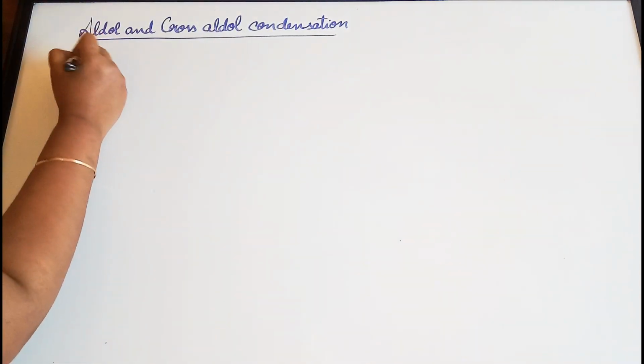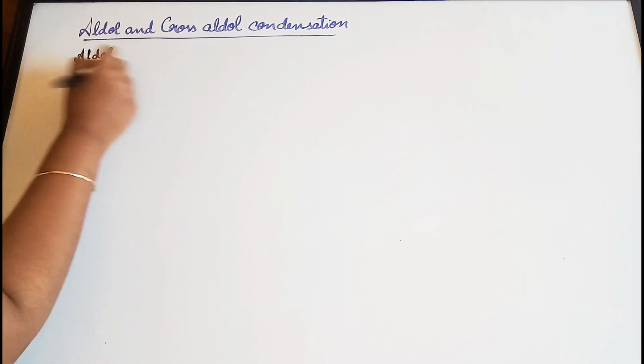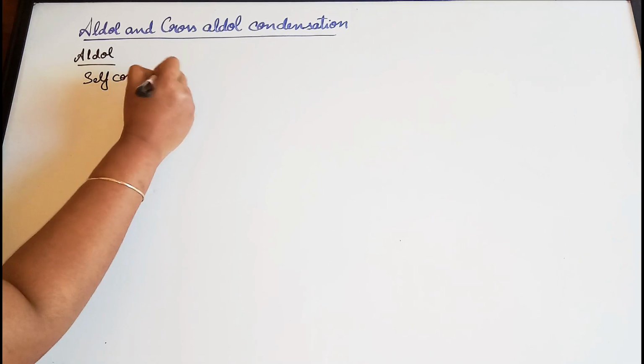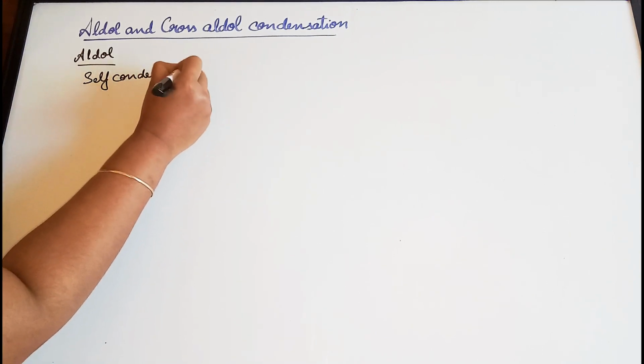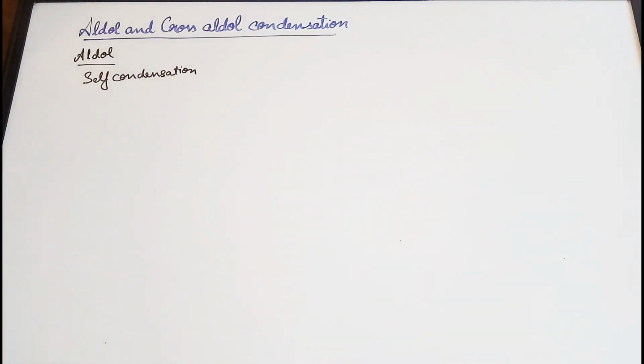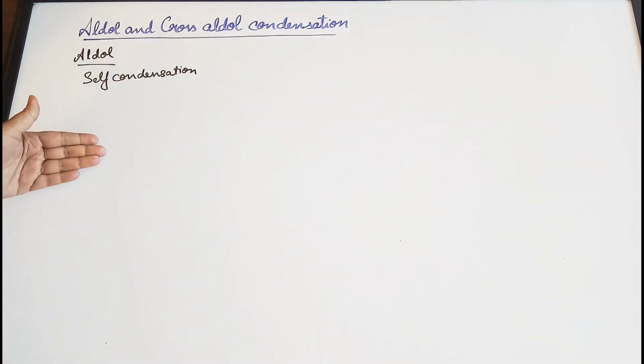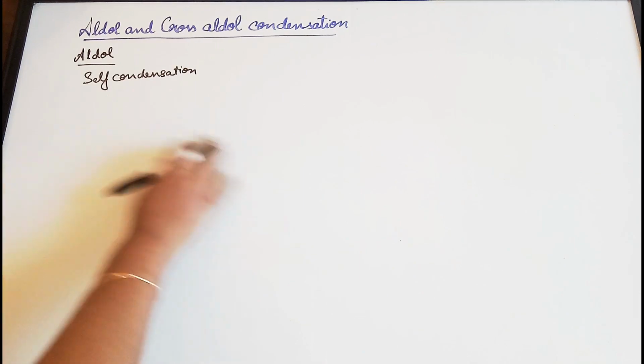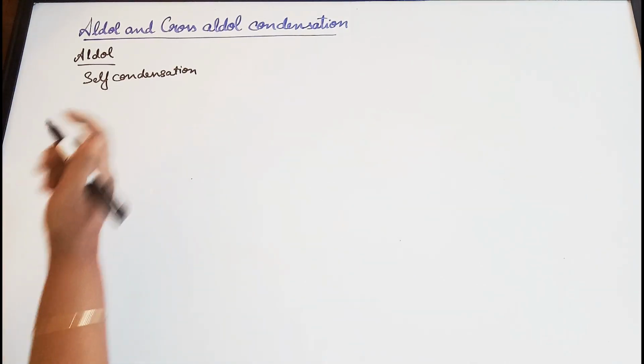Aldol condensation involves a self-condensation reaction. So it is self-condensation, which means there's no other aldehyde, there's no other ketone. It's the self-condensation of that particular compound. So instead of telling you about each reaction step, let's look at one of the reactions and then we'll go from there.